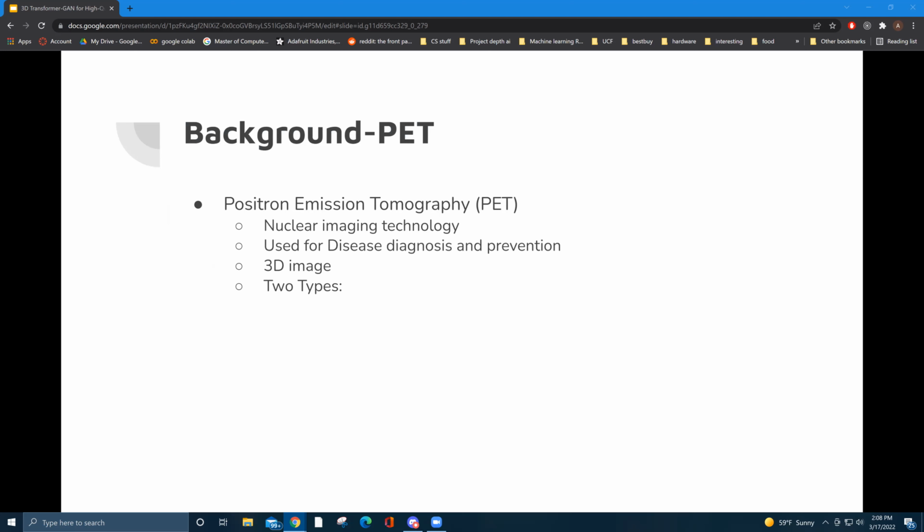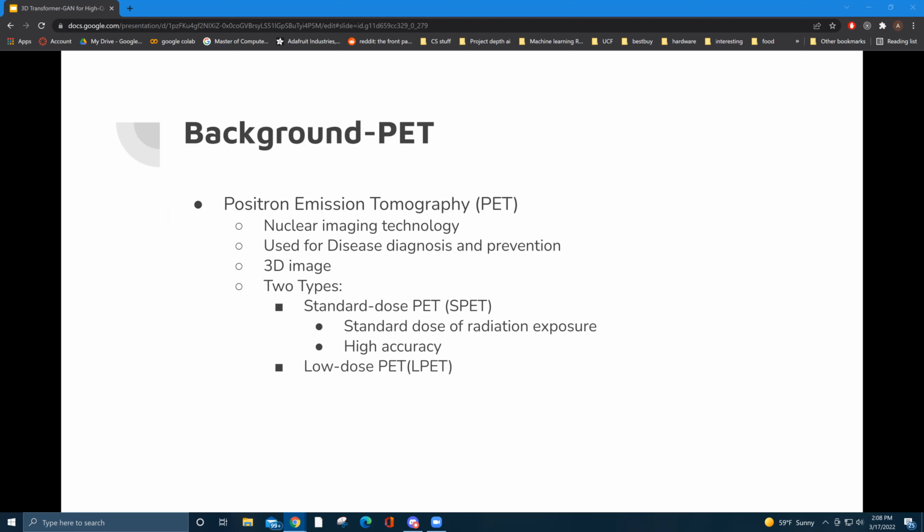And then there are two types. There is a standard dose PET scan, abbreviated SPET. This has a standard dosage of radiation exposure to the patient. It does provide a high accuracy image. And there's a low dose version of the PET scan, which provides a lower dosage of radiation exposure to the patient, and it provides more noisy data.